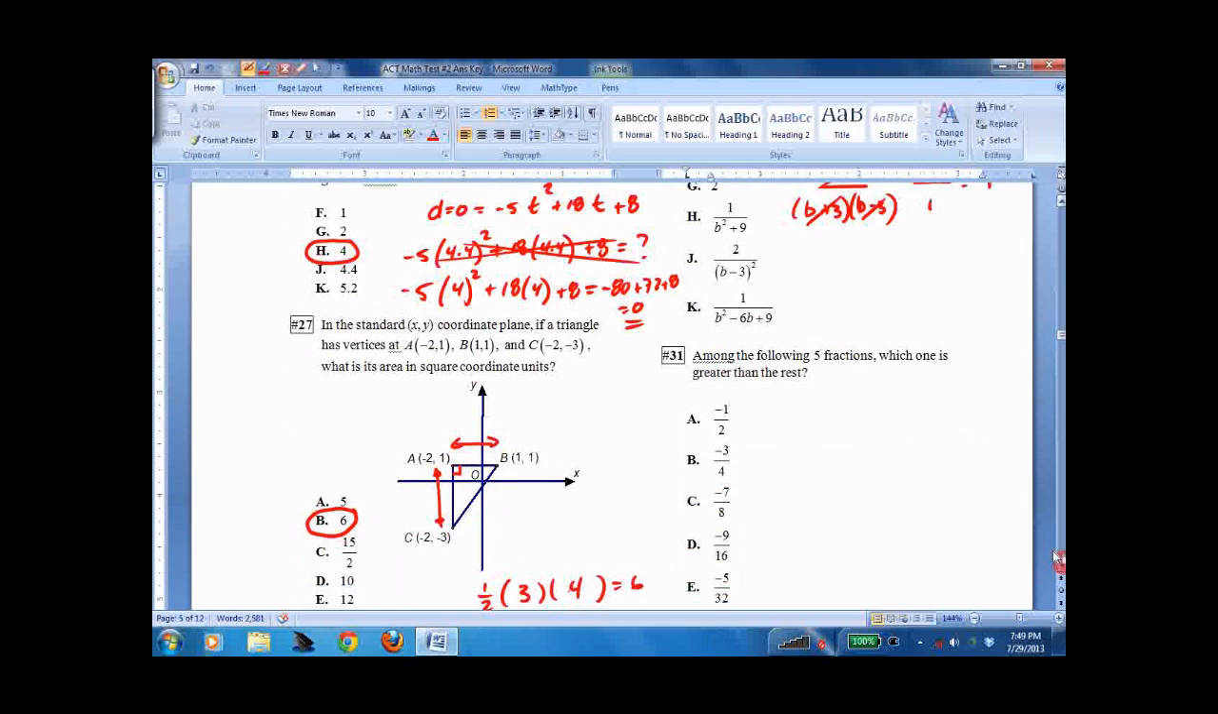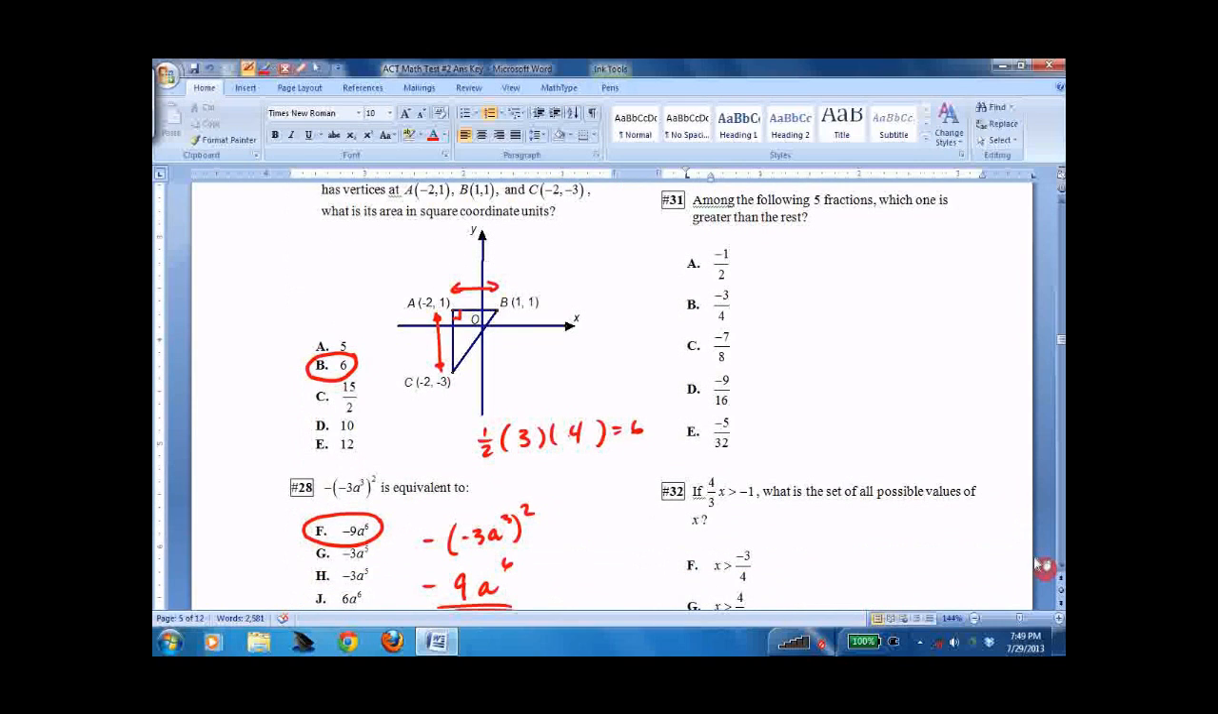Number 31, among the following 5 fractions, which one is greater than the rest? This is -0.5, this is -0.75. Which one's greater? Well, think about it on a number line. Which one's further to the right? So this one is, so B is smaller. C is smaller. 9/16 is smaller. This one is actually greater. If you put it in as a decimal, you'll get whatever, but I just know it's not 16/32, so it's over here somewhere. It's the one furthest to the right on the number line.